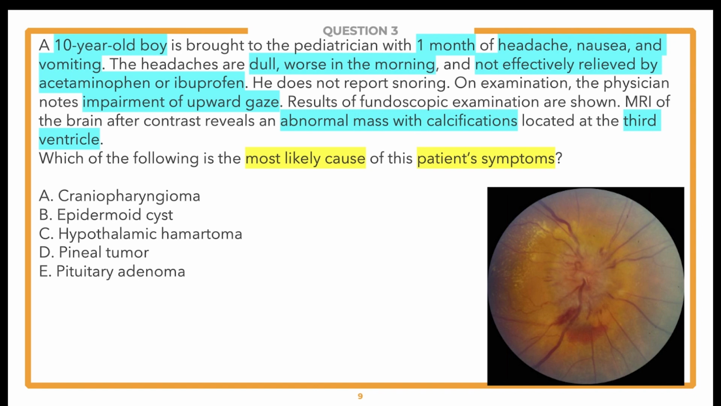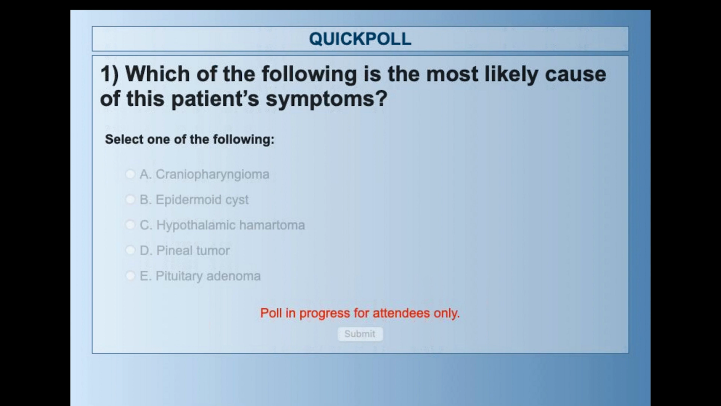Okay, so the question, the poll has been launched. Which of the following is the most likely cause of this patient's symptoms? You've got your answer item. So go ahead and take your best shot. If you know it, go ahead, lock in your answer. If you don't know it, it's okay.